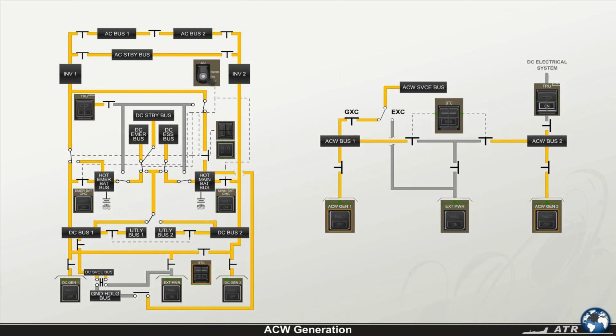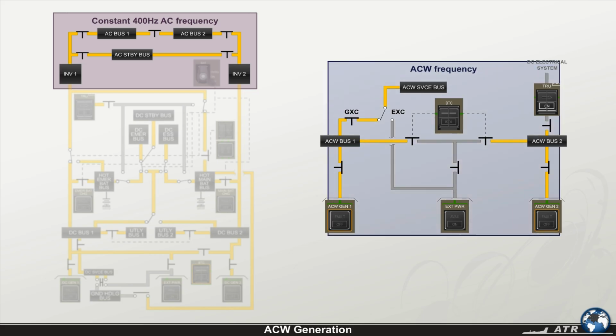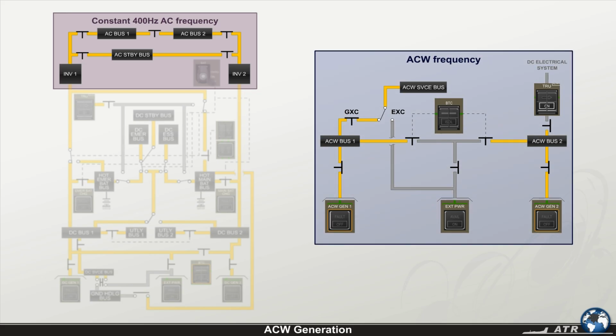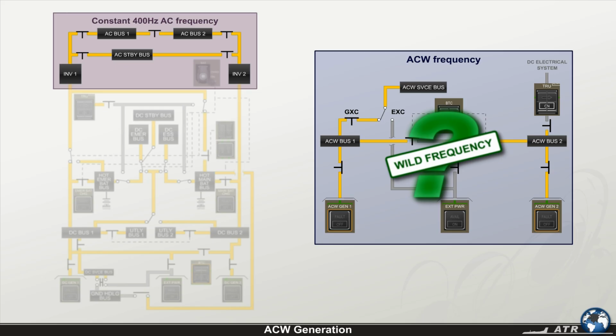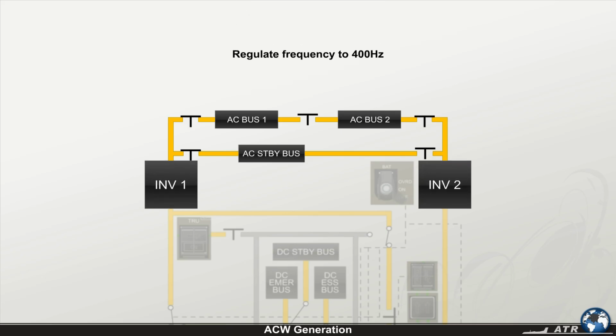Two types of AC voltage are provided for the various consumers of the ATR 72. One is AC of constant 400 Hz frequency, and the second is AC wild frequency that will be presented in this chapter. Why is it called wild frequency, and how is it different than AC constant frequency? Let's repeat. The AC constant frequency is served by two static inverters that regulate the frequency to 400 Hz.